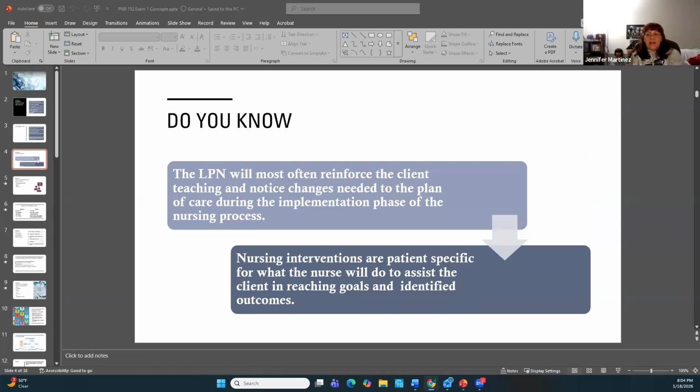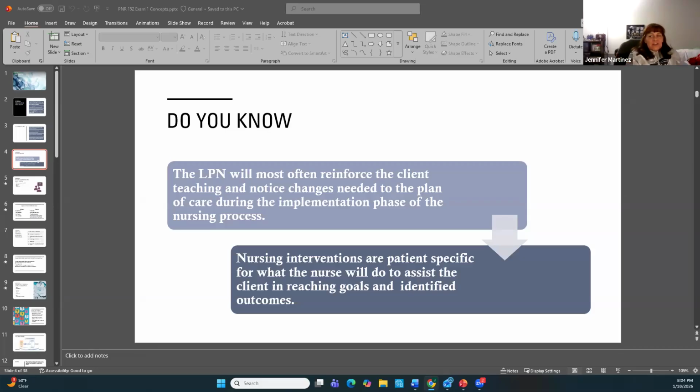So the LPN will most often reinforce client teaching. The RN does the initial client teaching, and then the LPN reinforces that teaching and notices changes needed to the plan of care during the implementation phase of the nursing process. Because we're LPNs, you're going to be working with the clients, giving their meds, doing their treatments, all that good stuff. So you're going to notice the changes so that you can report them back to the RN, so any necessary changes that need to be made to that plan of care can then be implemented.